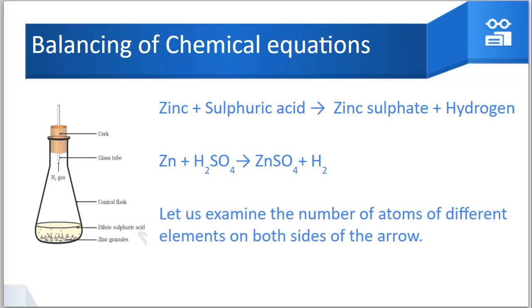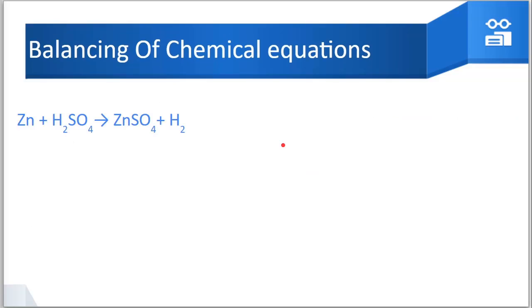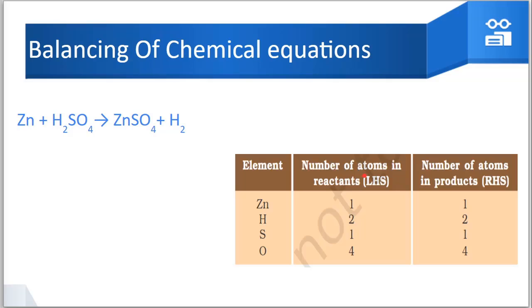Let us examine the number of atoms of different elements on both sides of the arrow. Now we will see how many atoms are on the left hand side of this chemical equation and how many atoms are on the right hand side. So we have this chemical equation, which is Zn plus H2SO4 gives ZnSO4 plus H2. The atoms of different elements on both sides of the arrow are given in this table.